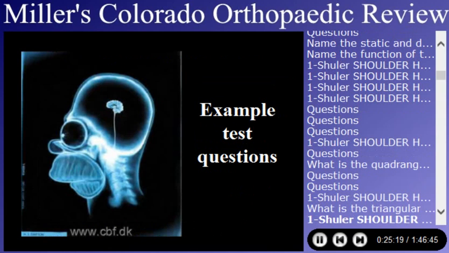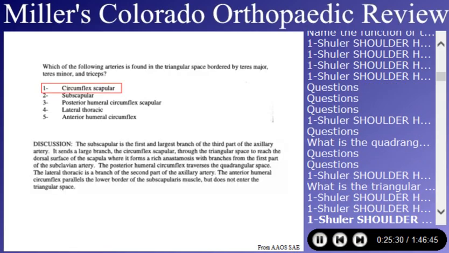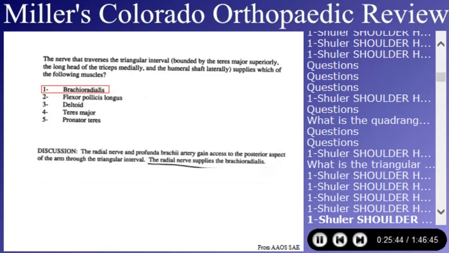Okay, example test questions. Which following artery is found in a triangular space bordered by the teres major, teres minor, and triceps? Triangular space, circumflex scapular artery. Nerve that traverses a triangular interval supplies which of the following muscles? Another hoop to jump through. Nerve that's in triangular interval is radial, brachioradialis.